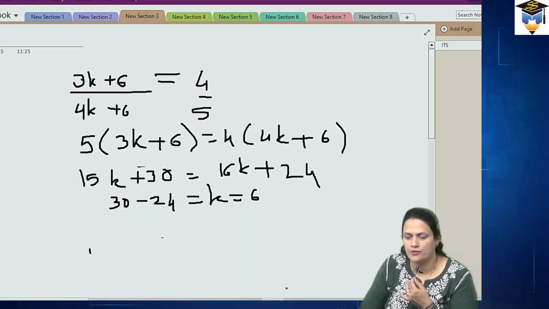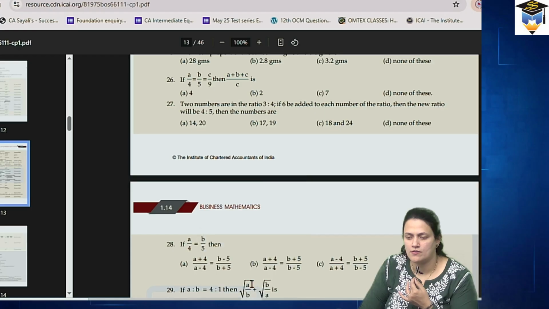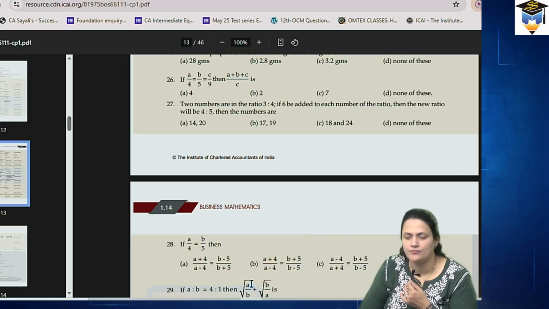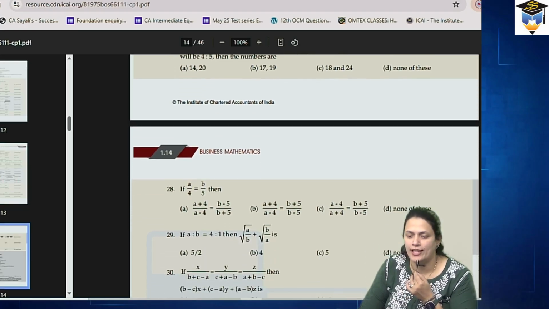Which is the correct option for this? 18 and 24. Correct. K की value ये है. So 3 into 6 is 18 and 4 into 6 is 24. So C is the correct option. 27 का option C. Okay. Now let us move to 28th.